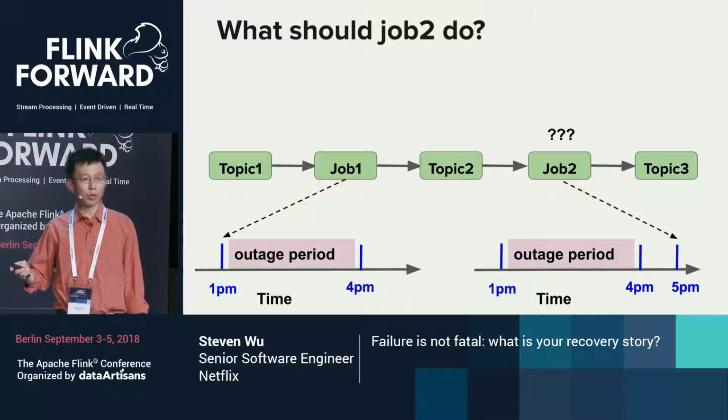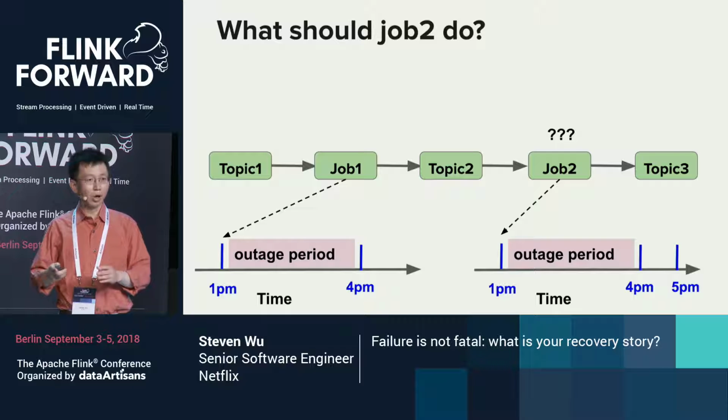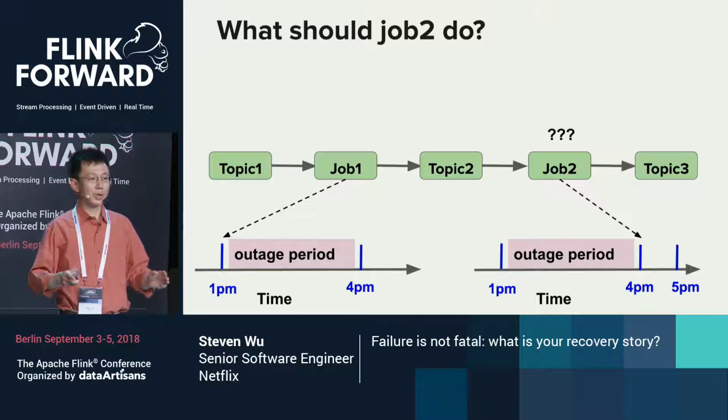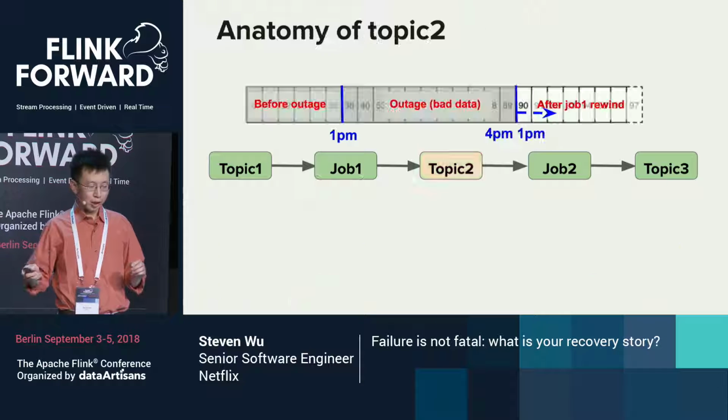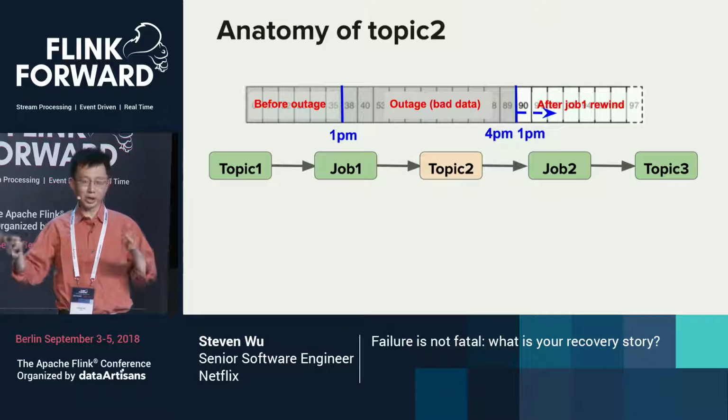Now the question is, what should job two do? Should job two rewind to 1 p.m. or should job two rewind to 4 p.m.? To understand that, let's zoom in to look at topic two. It basically has three sections.